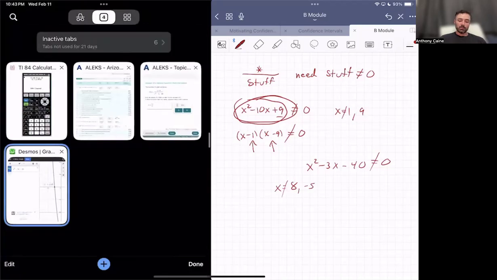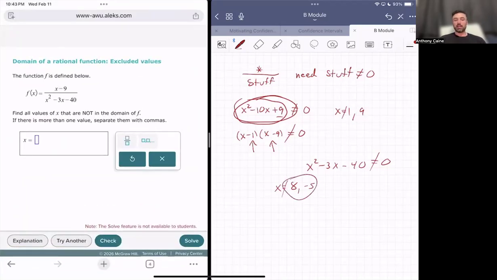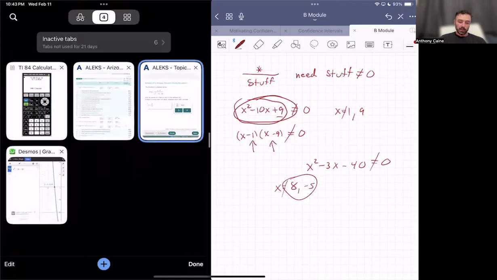So that's how we find our bad spots. Here I'd enter the 8 and the -5, because we want to know what's not allowed. See that capital letter not? Okay, whatever. That's how to do that.